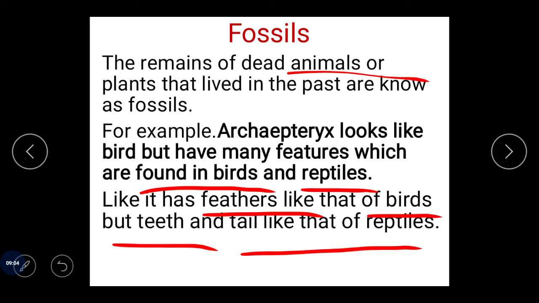So do you think this is the connecting link between the reptiles and the birds? Do you think there is an evolutionary relationship? This fossil example, Archaeopteryx, makes us understand that there is a connecting link between the birds and the reptiles. Why? Because in a single bird, Archaeopteryx, you find feathers like those of birds, but teeth and a tail that resemble those of reptiles.